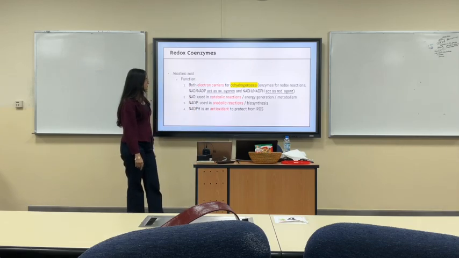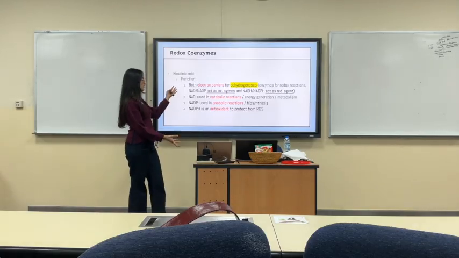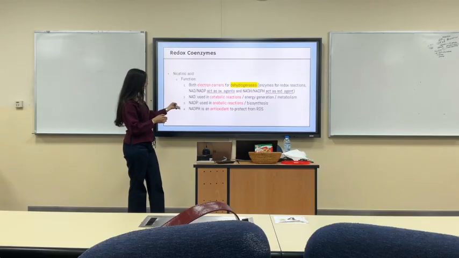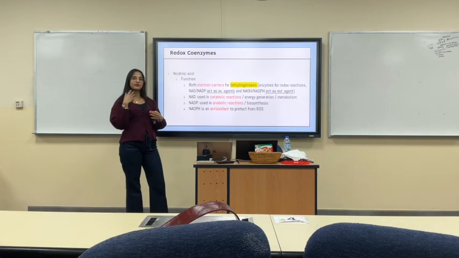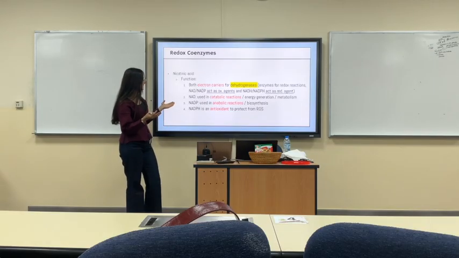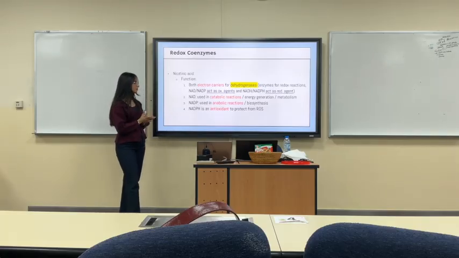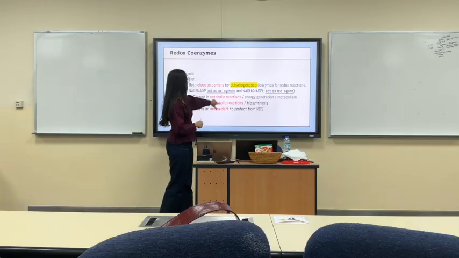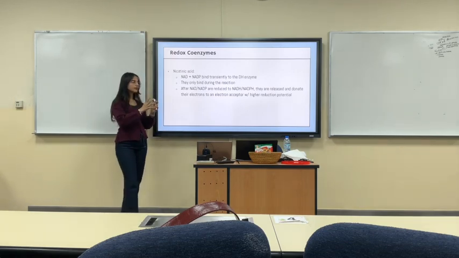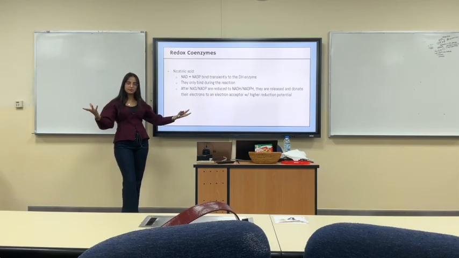NAD specifically is used for catabolic reactions, as you will see in energy generation, any sort of breakdown, you will keep encountering NAD. NADP is used for anabolic reactions where we have biosynthesis of molecules, so you will see them in later chapters. And finally, NADPH is an antioxidant to protect from the reactive oxygen species we mentioned in the beginning of this session. Then know that NAD and NADP are not part of the enzyme. They act as separate reactants or coenzymes. So they bind transiently, and after the reaction, they are separated.